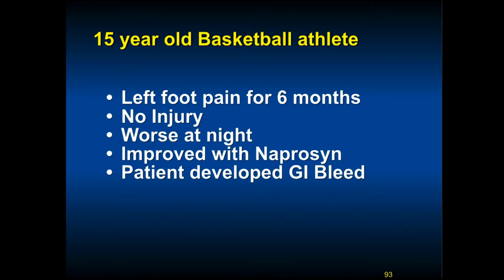A 15-year-old basketball athlete started having left foot pain after no injury. When I first saw him, he'd been having pain for about 6 months. It was worse at night, but it did get better when he took Naprosyn. However, unfortunately, he developed a GI bleed, and the Naprosyn had to be discontinued, and his pain came back, particularly at night. He did walk with a limp, not wanting to put full weight on his left heel. He hadn't had any recent travel out of the country, no history of a rheumatologic process. His pain was over his heel.